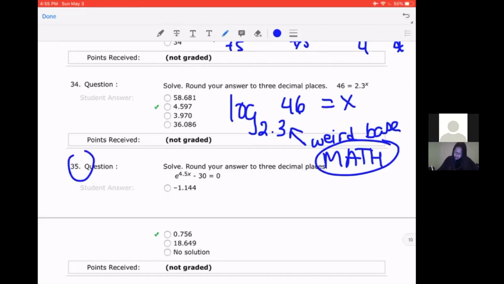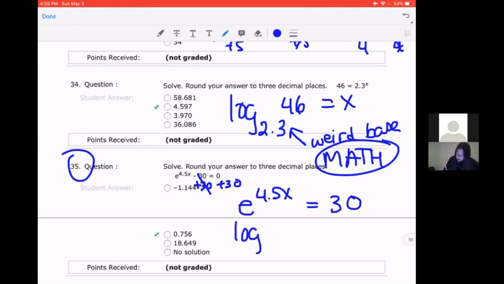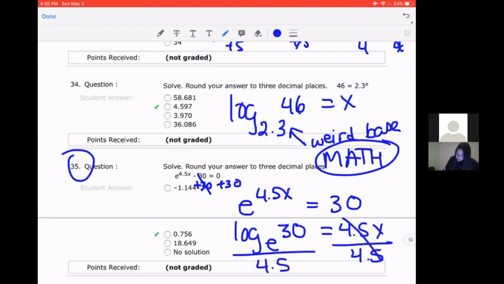For number 35, solve. All right, e to the 4.5x minus 30. So the first thing I'm going to do is add 30 to both sides. I get e to the 4.5x equals 30. Now I'm going to rewrite this. Log base e of 30 equals 4.5x. So now I just divide both sides by 4.5. So I put all of that into the calculator, and that's how I get 0.756. Okay, guys?